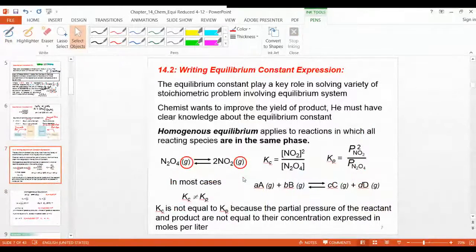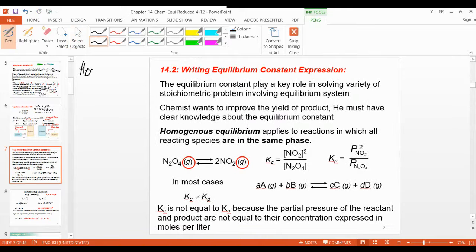All right. How to write the equilibrium constant expression? This I already explained to you. When you write the equilibrium expression, we have two types of equilibrium: homogeneous equilibria and heterogeneous equilibria. Homogeneous equilibria, all states are the same.